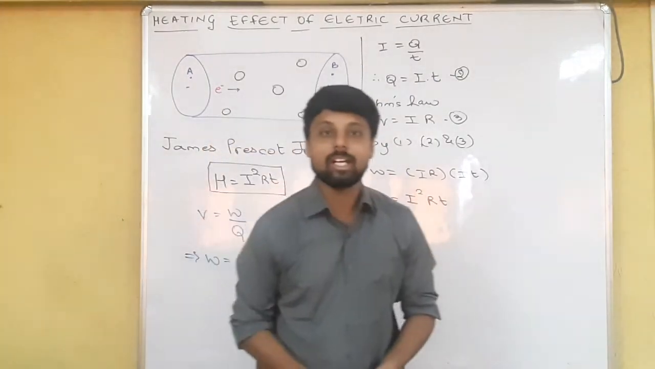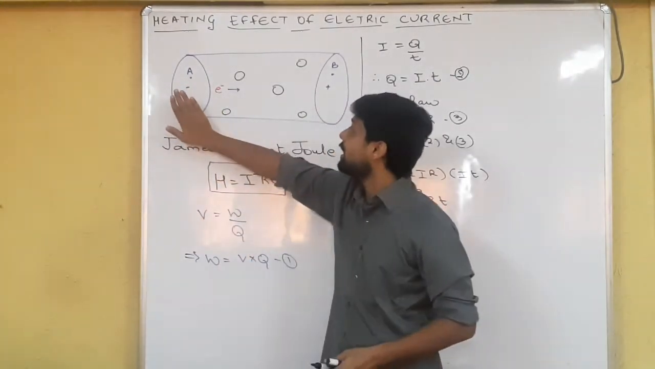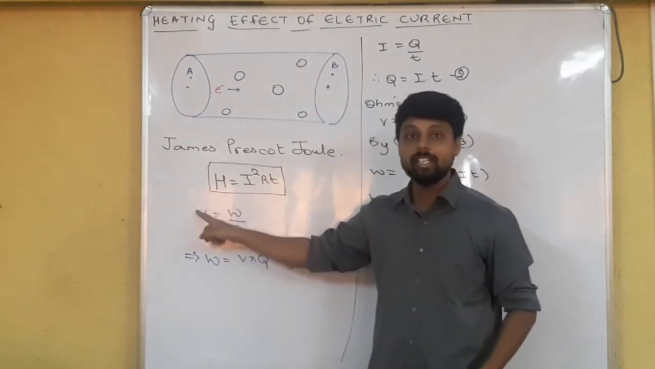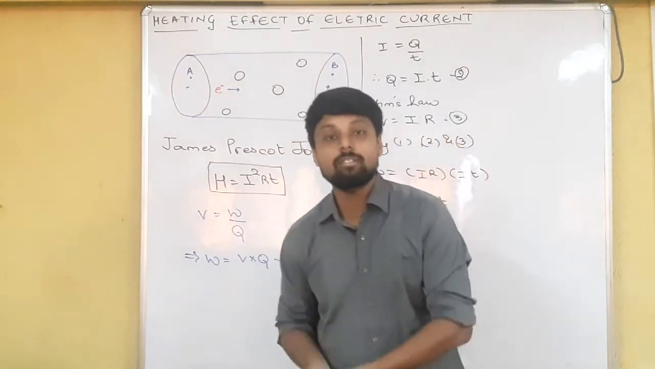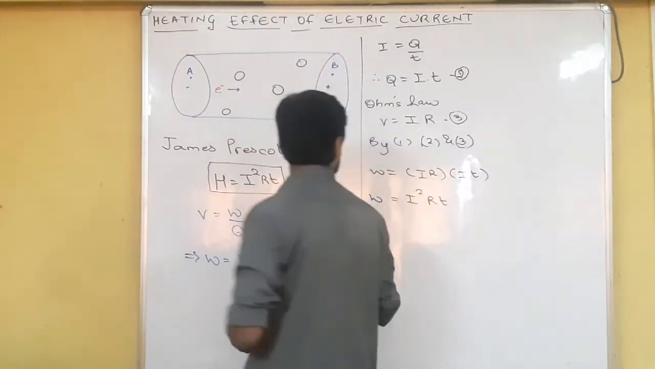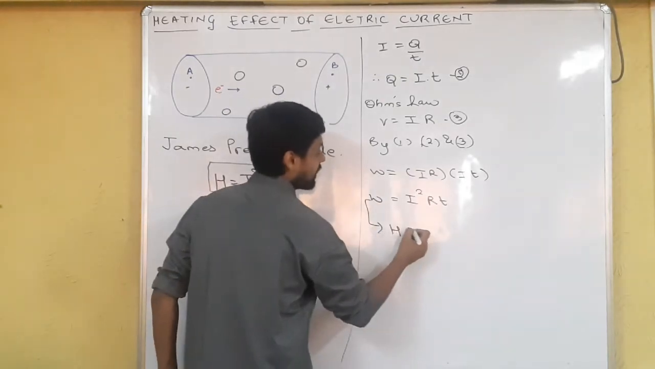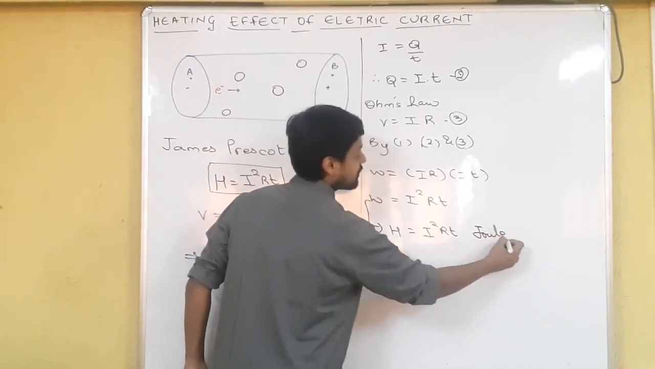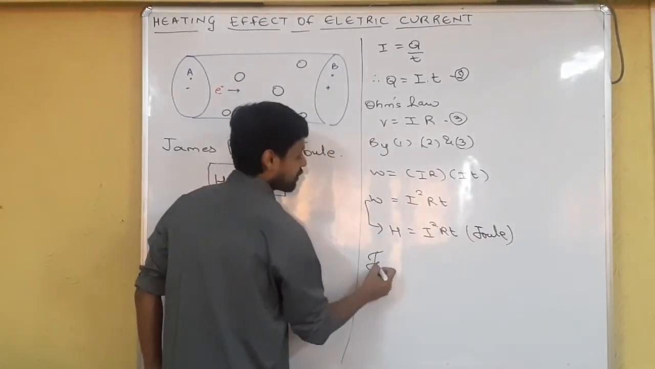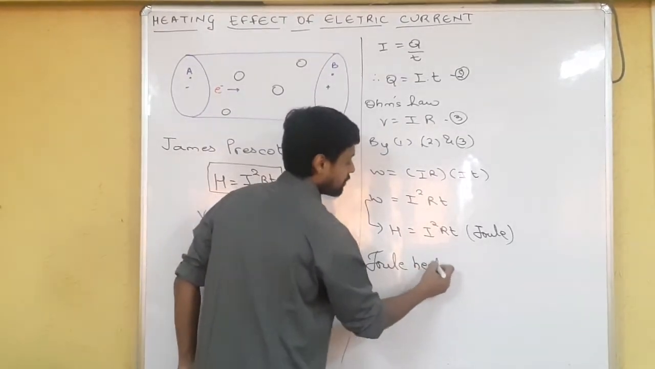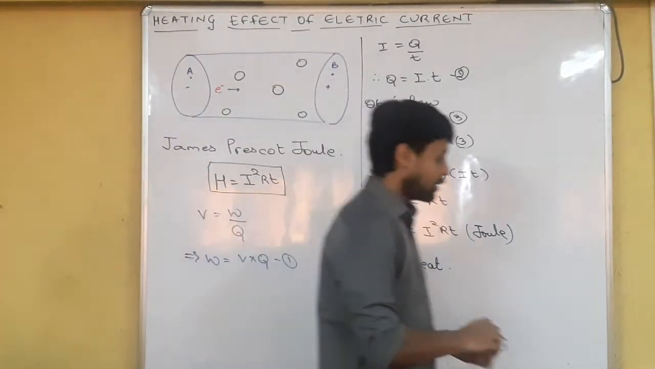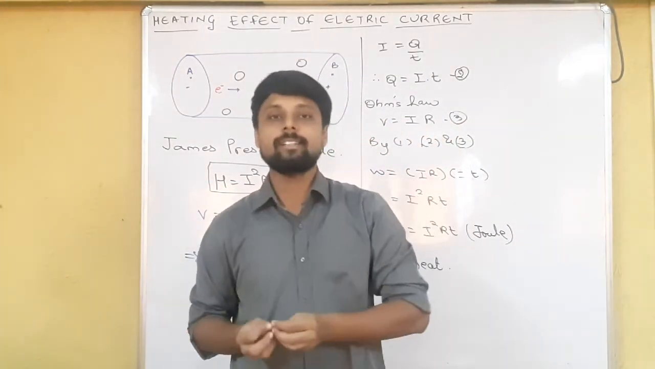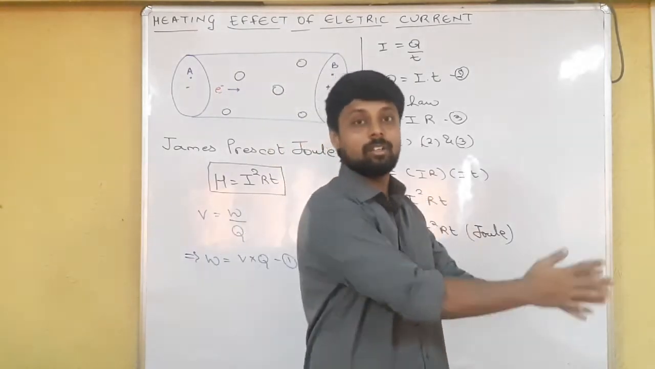This work done, for bringing a charge from one point of the conductor to another between the potential difference V, is converted in the form of heat, and this work done is then referred to as Joule heat. H is equal to I square RT, and its unit is Joule because it's a unit of energy, and it's known as Joule heat. So some part of our supply is wasted in terms of heat energy.